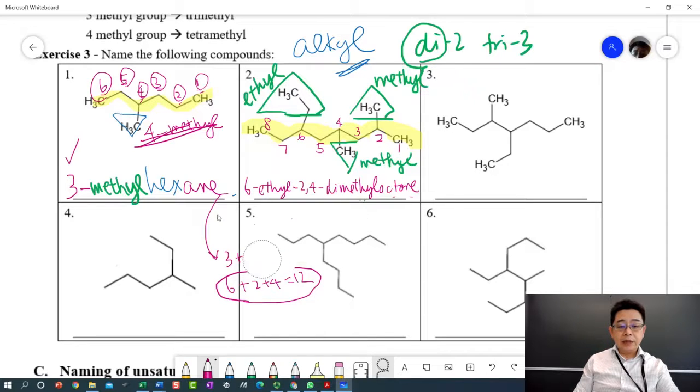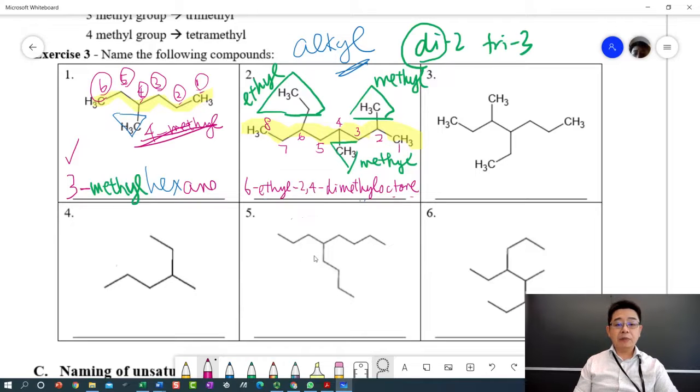So again, practice makes perfect. Don't worry about it. If you practice more, you can improve, right? And then how about question 3, parent chain first. So 1, 2, 3, 1, 2, 3, 4, 5, 6, 7. You can count 1, 2, 3, 4, 5, 6, and then here 1, 2, 3, 4, 5, 6. So the longest is this one. Parent chain, how many? 1, 2, 3, 4, 5, 6, 7, 7, right?